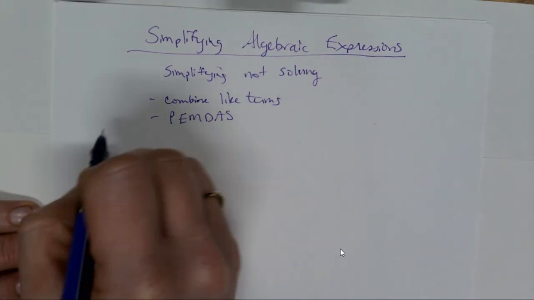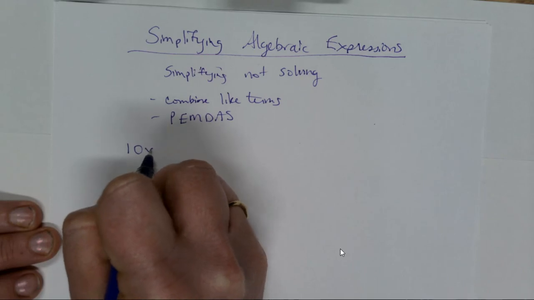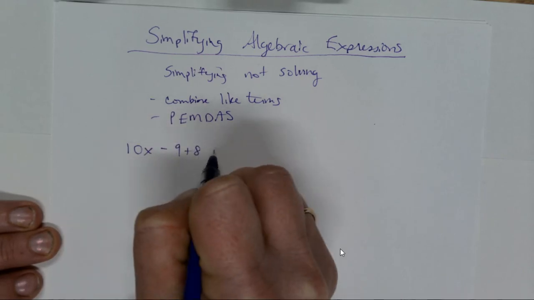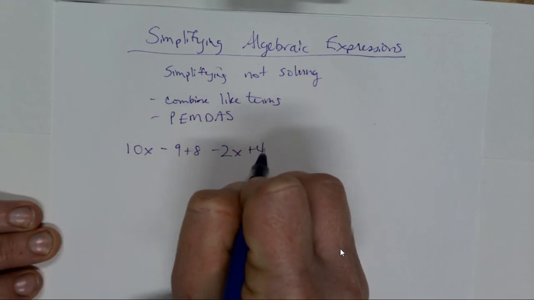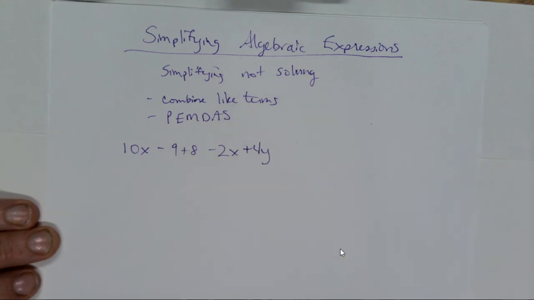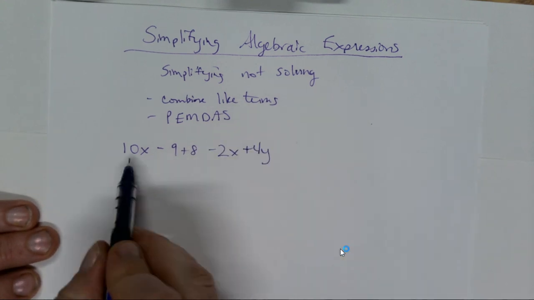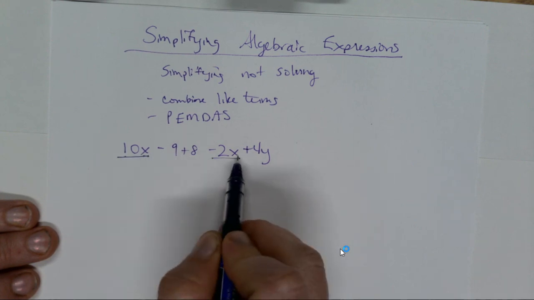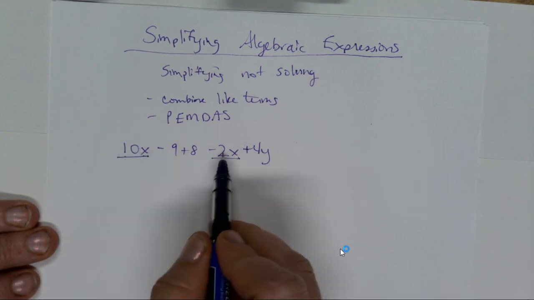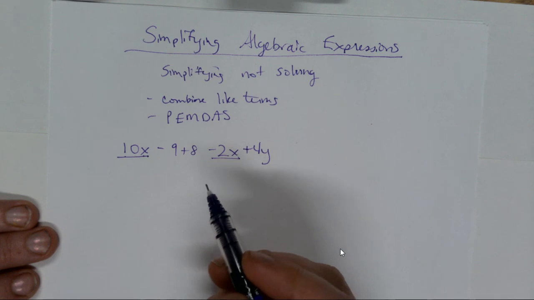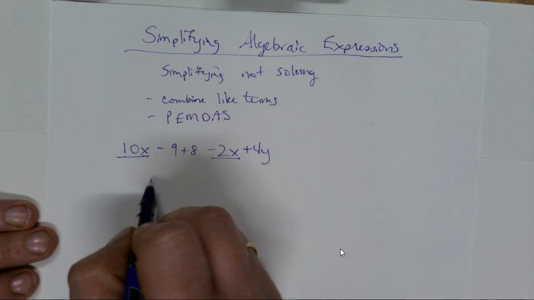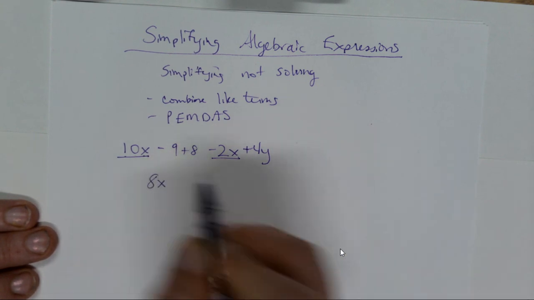So, for example, if we had some problem like 10x minus 9 plus 8 minus 2x plus 4y, with these we look at it and we're like, okay, well, who will hang out with each other? If you see here, the 10x will hang out with the negative 2x. If I have 10 and I take away 2, right? Adding a negative is the same as subtracting. So I have a total of 8x's.